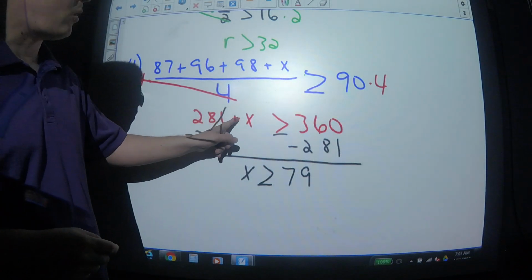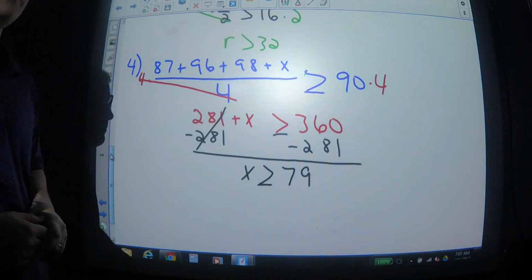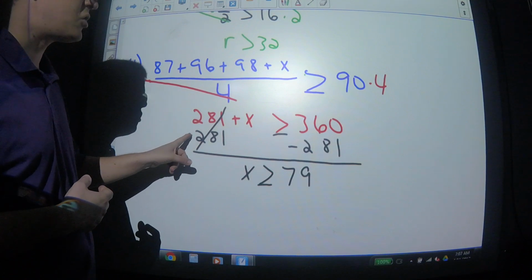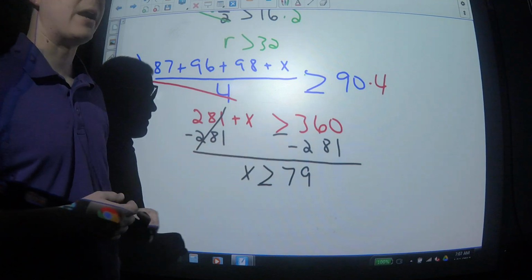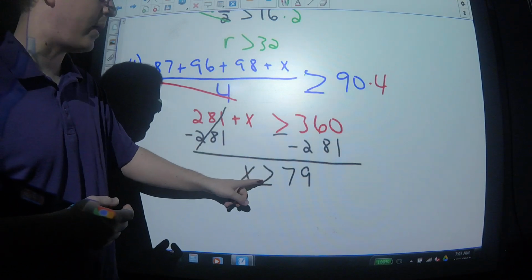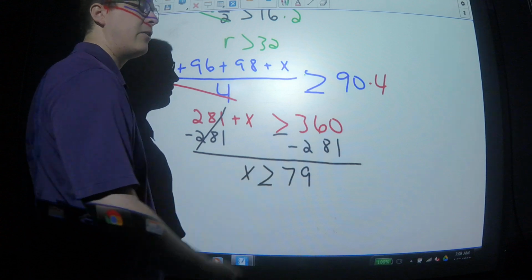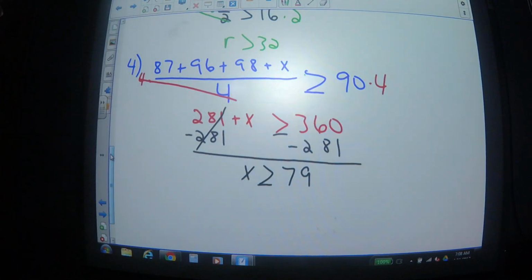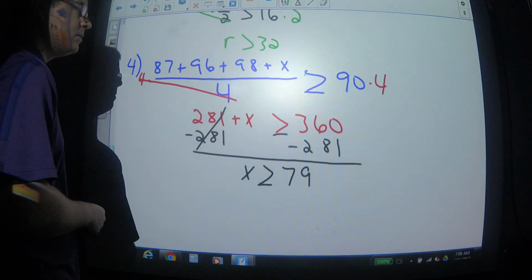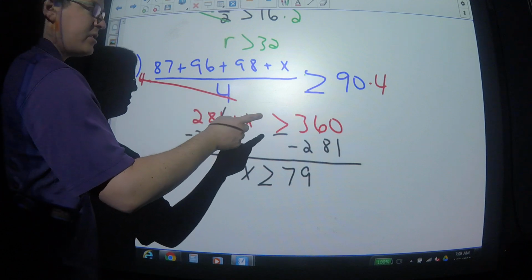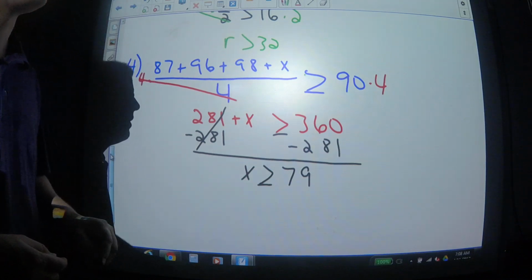So now I have 281 plus x is greater than or equal to 90 times 4, which is 360. So now that I've done that, I want to subtract 281 from both sides to get x all by itself. So if I subtract both sides by 281, I get x is greater than or equal to 360 minus 281, which is 79. So x is greater than or equal to 79. All right? So the first thing that we needed to do was go ahead and add all those up, which gave me 281. Get rid of the 4, which gave me 360 on the right. Then subtract 281, which gave me x is greater than or equal to 79.